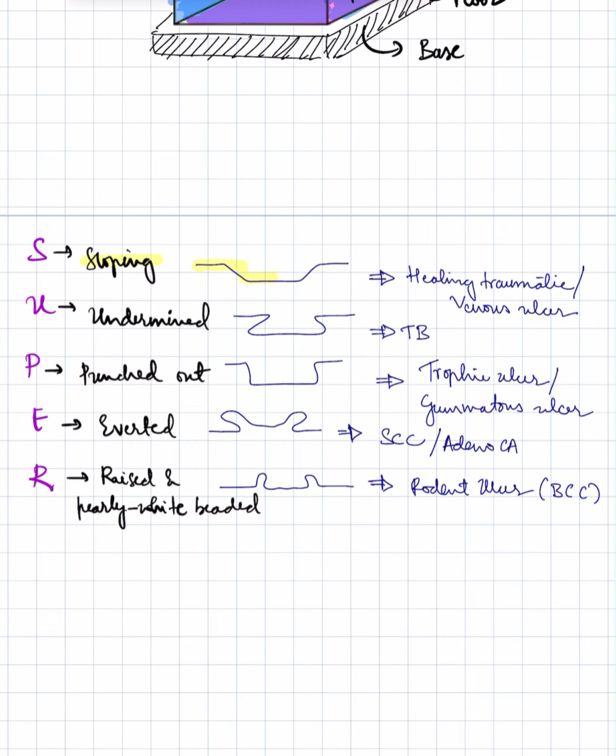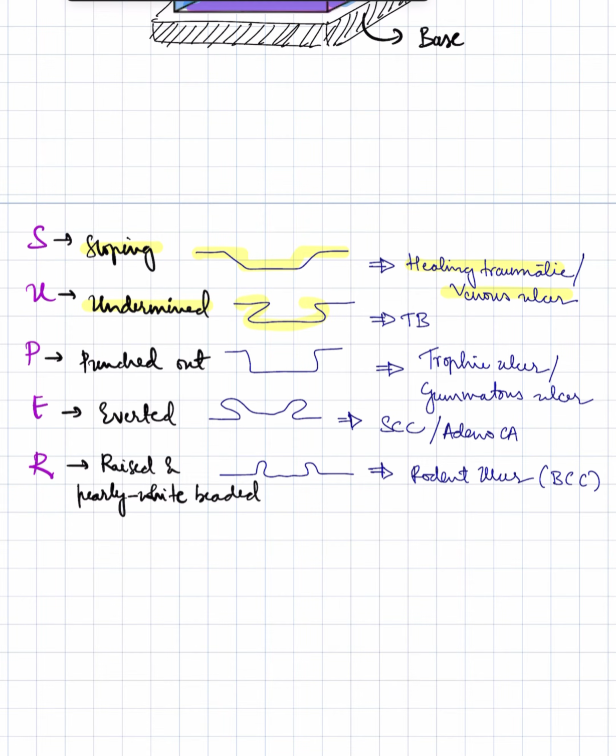So if an ulcer has a sloping edge, then it is either a traumatic ulcer which is healing or a venous ulcer. And an ulcer with an undermined edge will be mostly because of tuberculosis. This is because the disease destroys the subcutaneous tissue and the deeper structures more than the skin. And this leads to the skin overhanging the ulcer.